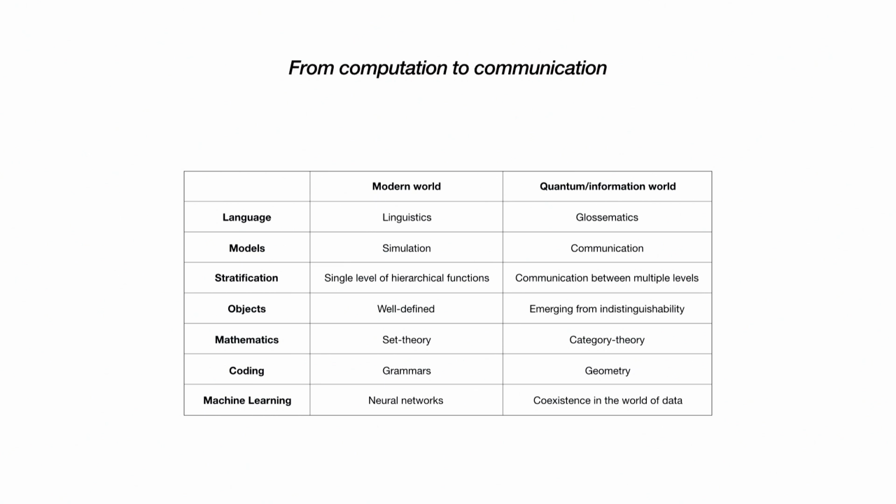And also, this moves machine learning from the idea of neural networks that I showed you in the beginning towards a kind of coexistence in the world of data. So we are interested in how our data can coexist on multiple levels. Do not see it as a single given thing, but see how this kind of representation can coexist in multiple levels.